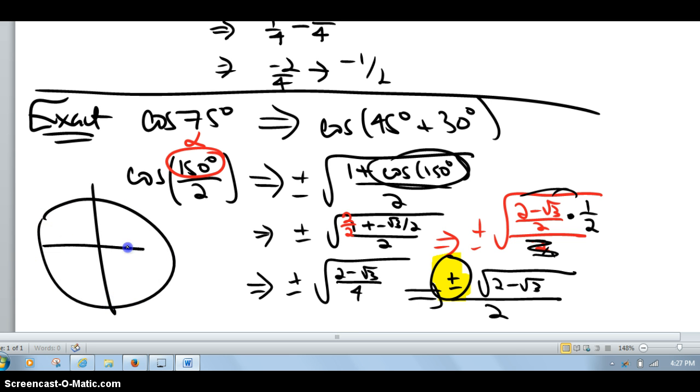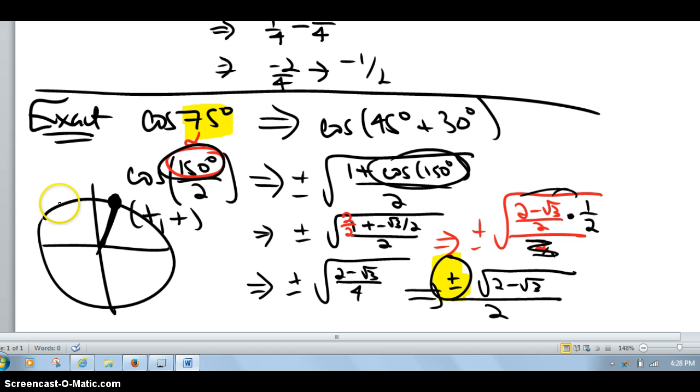You have to decide the sign based on this guy, all right? So 75 degrees, here's my 45. So 75 is somewhere around here. Obviously, it's positive, positive. Do not look at 150, all right? Because 150 is just what I used in the formula. It's not my original angle. My original angle is 75 degrees, which is definitely positive.